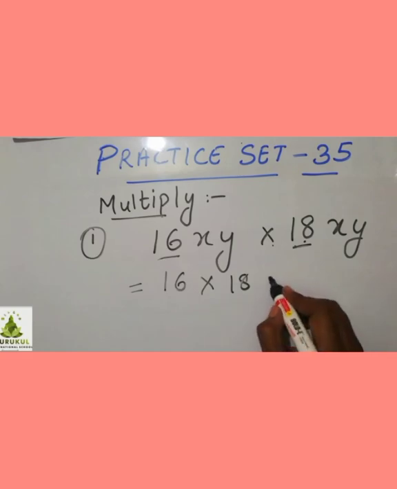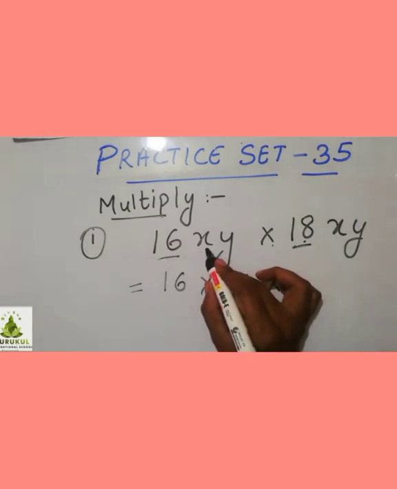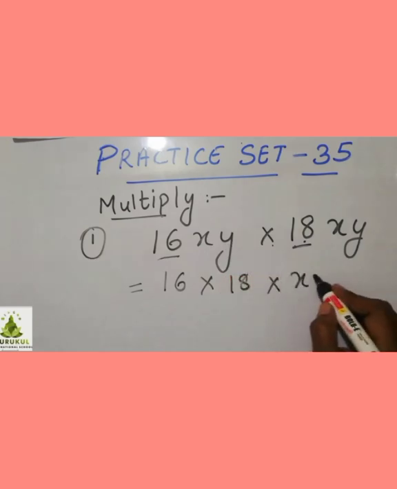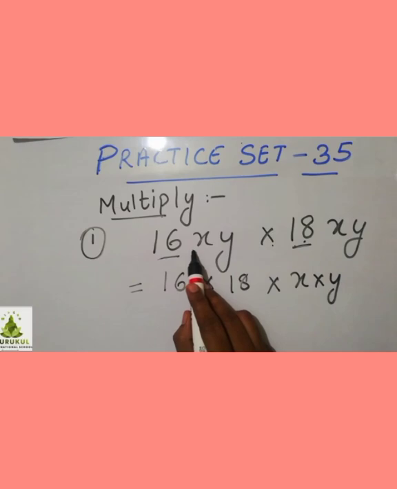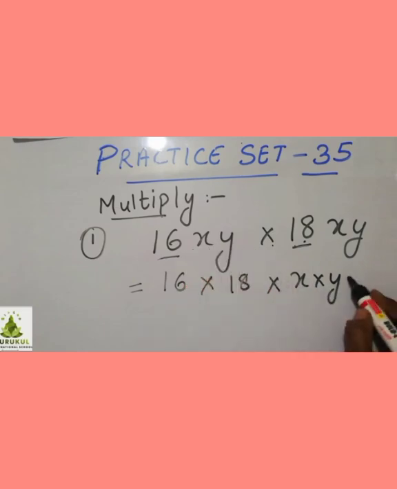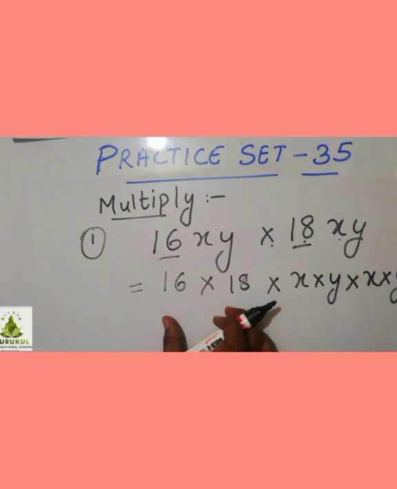Then what will you do? Then multiply the variables. Now what is here? xy means x into y. So 16 into 18 and into x into y into, what is here? x into y. Again x into y. Is it clear? Then you can multiply the variables. First the coefficients. Now when you multiply 16 into 18, multiply and see what you are getting.